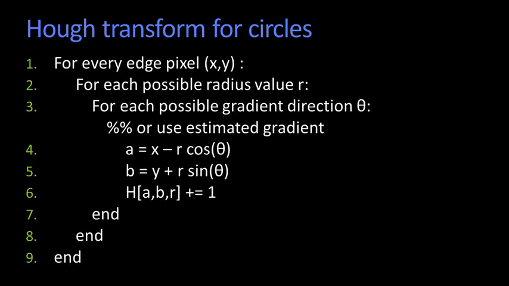So here's the algorithm sort of simply described for circles. Just like before, for every edge pixel, for each possible radius, right? So we don't know the radius. And then either for every possible edge gradient, if we vote for the cone, or if we use the estimated gradient, then we compute A and B, and we increment for A, B, and R. All right? And then that would just vote you in your Hough space.